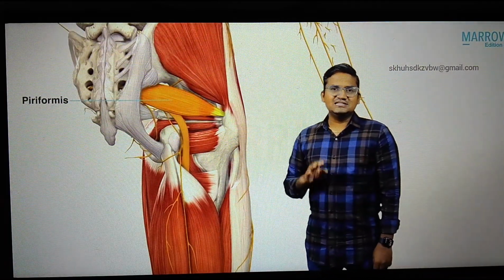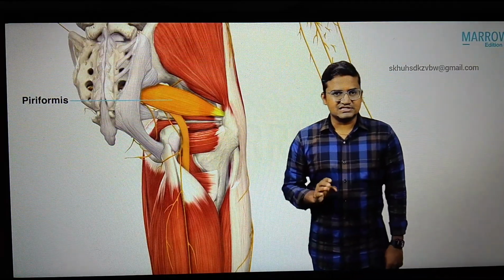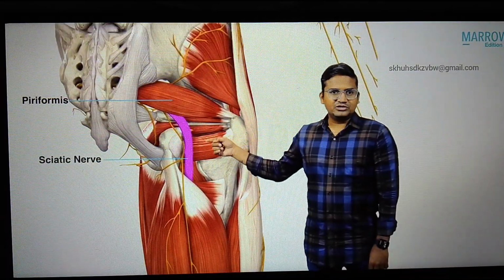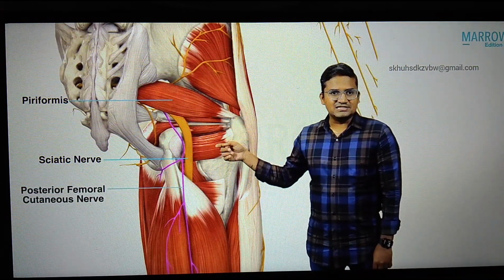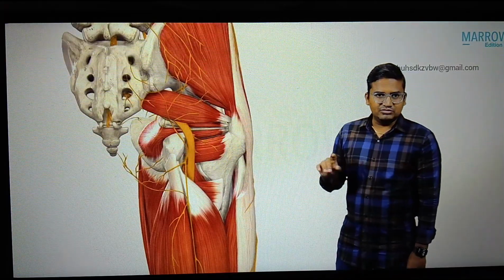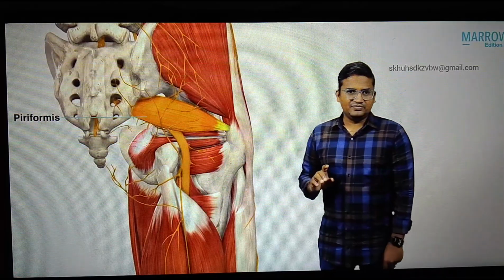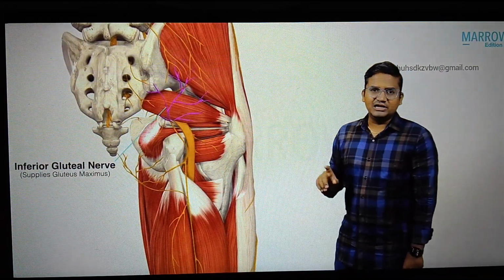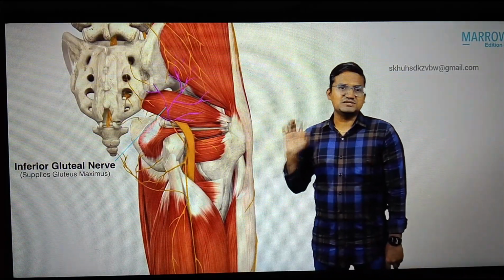Now the piriformis is the key muscle in the gluteal region. You can identify the neurovascular structures with the help of the piriformis only. Now see here, you are seeing one thick nerve, the sciatic nerve, then our posterior femoral cutaneous nerve, and then the pudendal nerve. Right. So now we're going to see the gluteal nerves. That is the piriformis muscle. Just below that, the inferior gluteal nerve will come, and the inferior gluteal nerve supplies only one muscle, our gluteus maximus muscle.